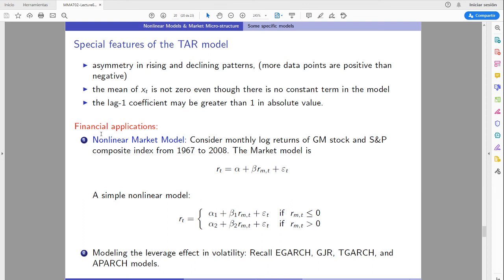First one, the nonlinear market model. If we consider monthly log returns of GM stock and the Standard & Poor's composite index, the market model is basically this, and for a simple nonlinear model we can apply this, which is basically establishing a threshold 0 and using different coefficients on one side and the other. So how do we model the leverage effect in volatility? We will have to go for exponential GARCH, TGARCH, and APARCH models mostly.